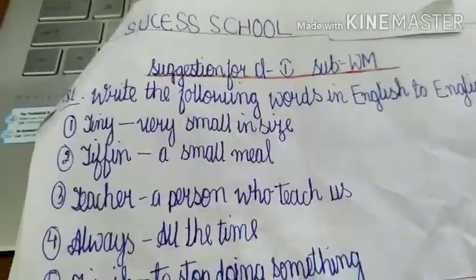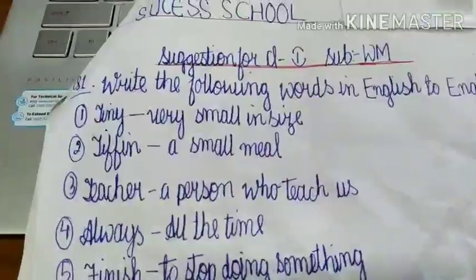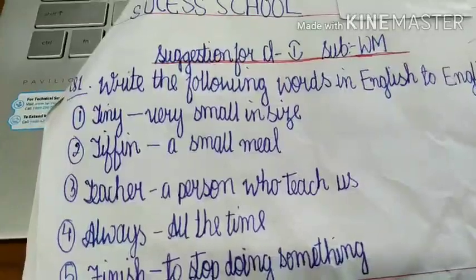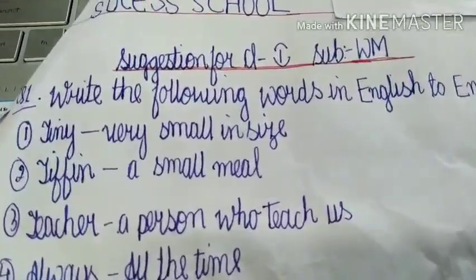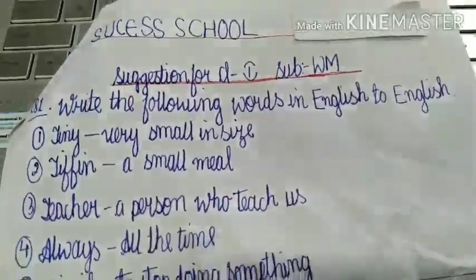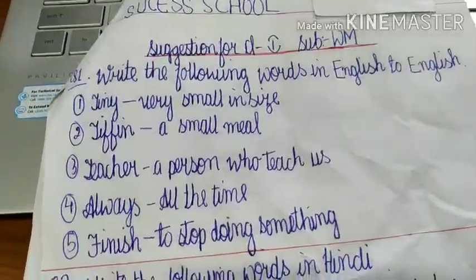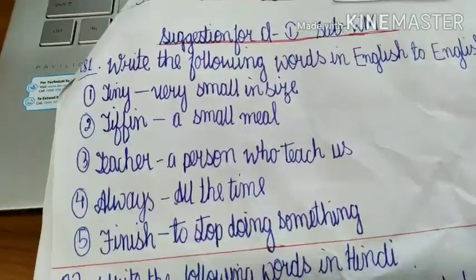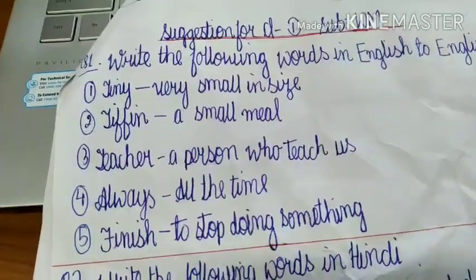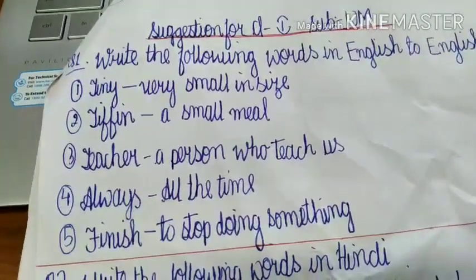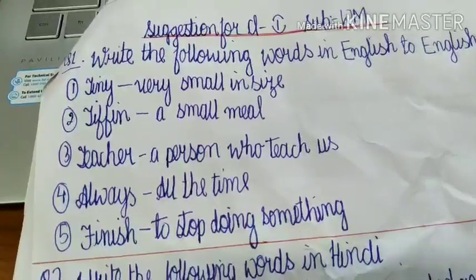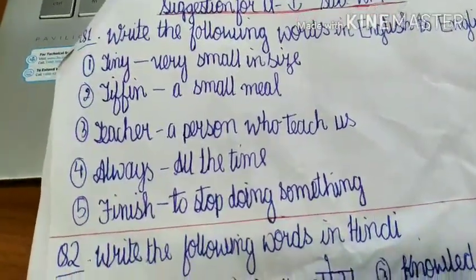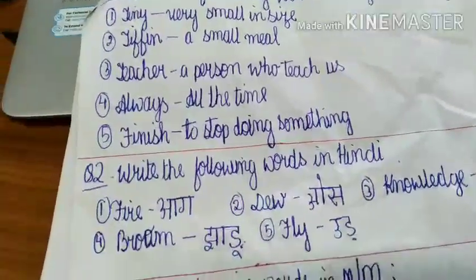143, 2138, 169, 2160, 1872, 162, 227, 298, 2289. Then class 1 word meanings. Question number 1. Write the following words in English to English. Tiny, very small in size. Tiffin, a small meal. Teacher, a person who teaches us. Always, all the time. Finish, to stop doing something.